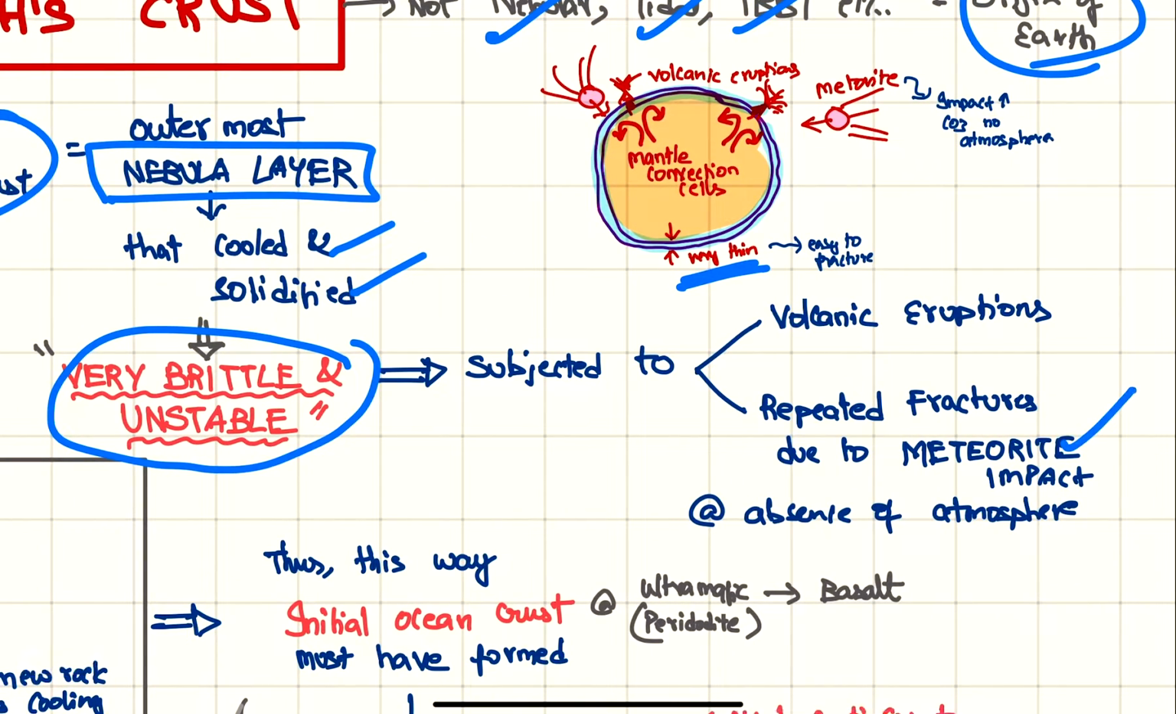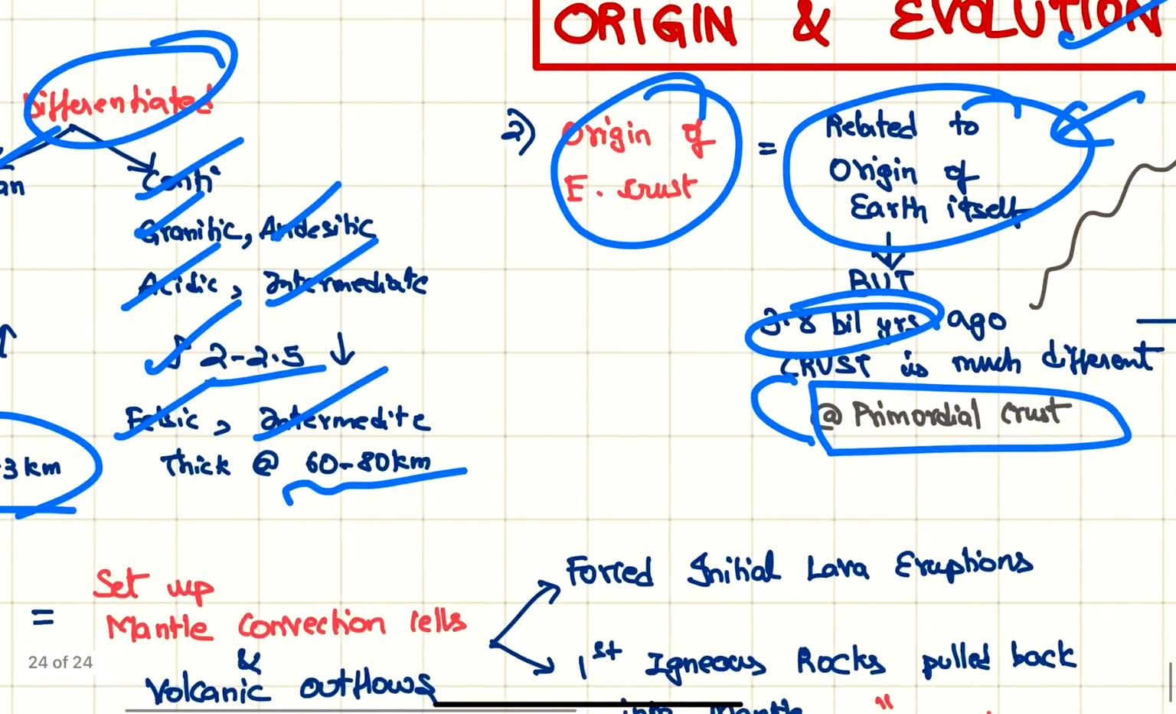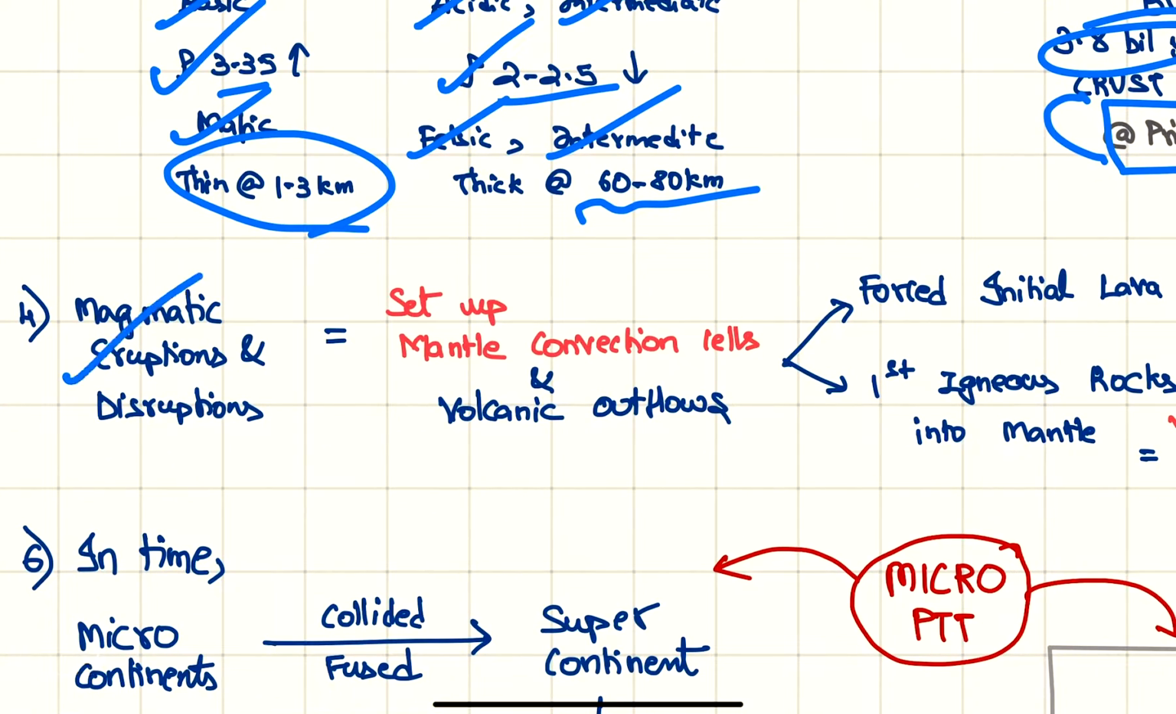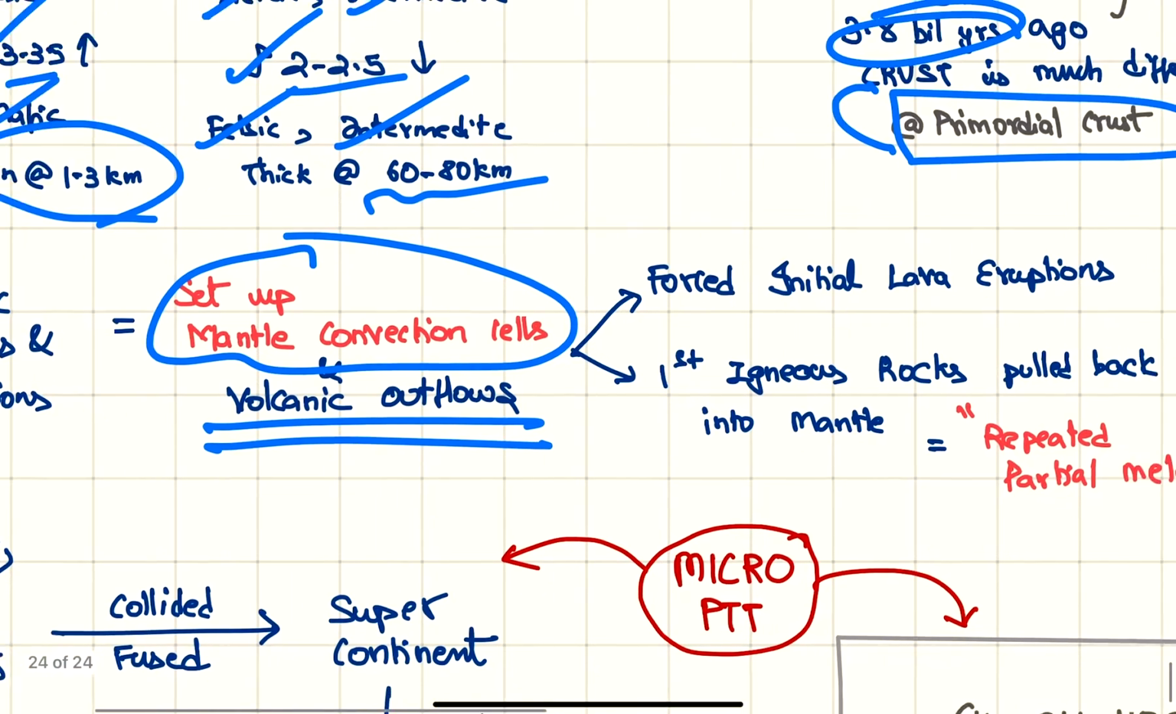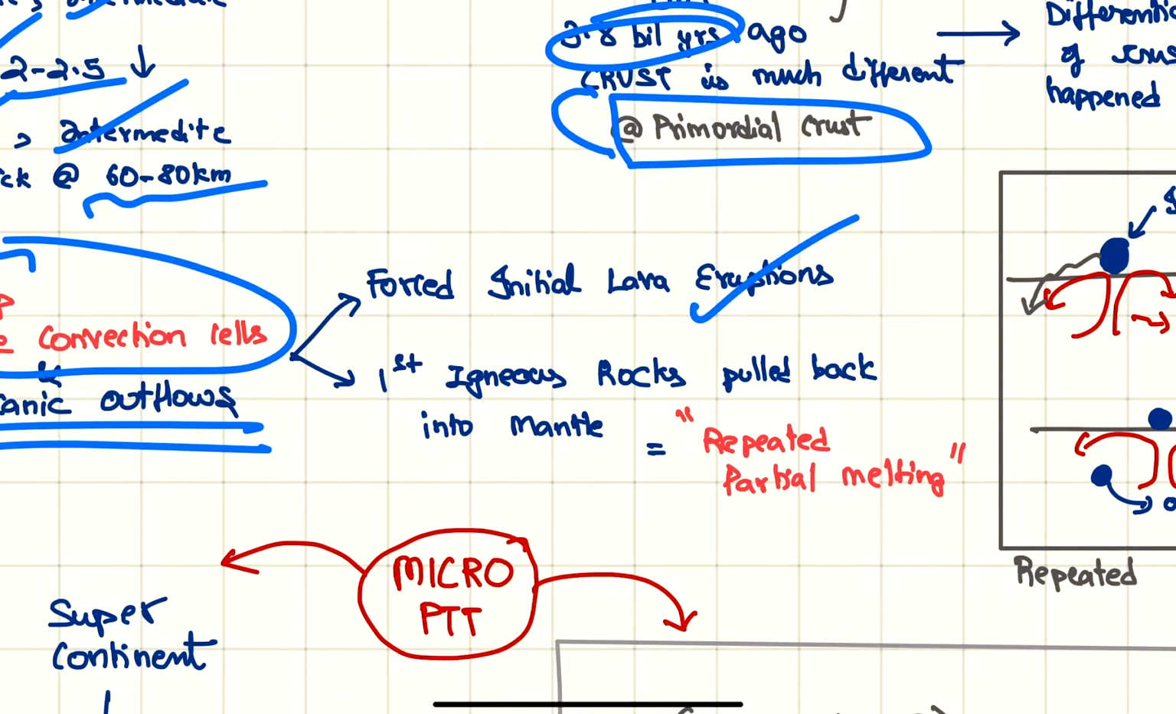First one is repeated fractures due to meteorites. Since there was no atmosphere, the impact was very strong, and because the crust was very thin, it used to fracture here and there, and because of that, volcanic eruptions used to happen. So this would create the mantle convection cells, which would circulate the lava through the surface, and formation of the igneous rocks. So as we've seen, the magmatic eruptions and disruptions set up the mantle convection cells, and this creates the volcanic outflows.